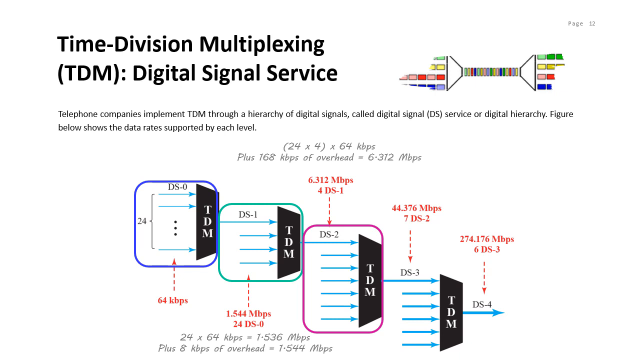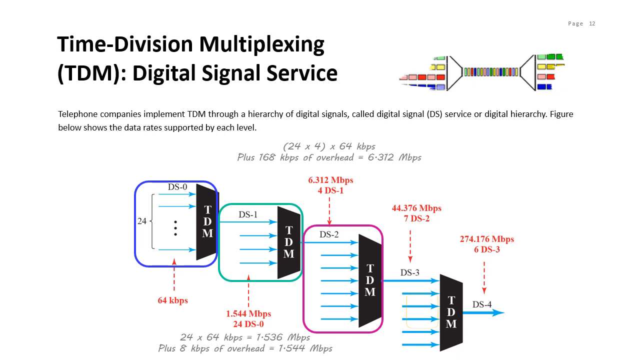The DS2 can be used as a single service for 6.312 megabit per second transmission, or it can be used to multiplex 4 DS1 channels or 96 DS0 channels, or a combination of these service types.